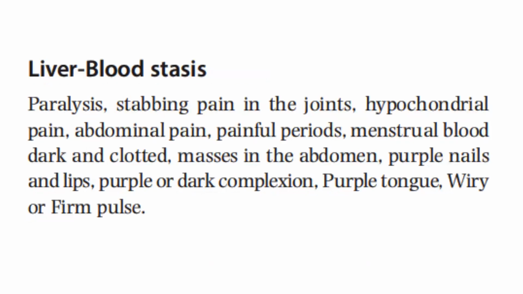In liver blood stasis, there would be paralysis, stabbing pain in the joints, hypochondrial pain, abdominal pain, painful periods, menstrual blood dark and clotted, masses in the abdomen, purple nails and lips, purple or dark complexion, a purple tongue, and a wiry or firm pulse.